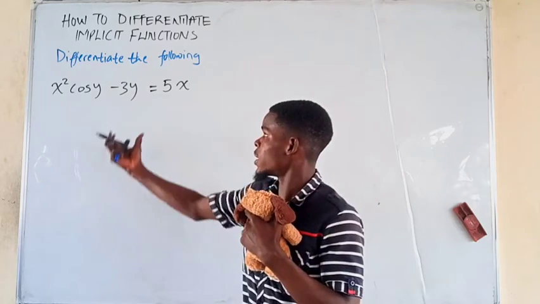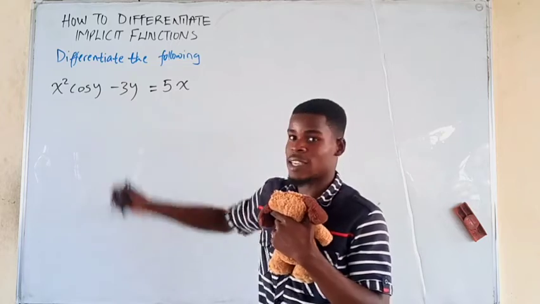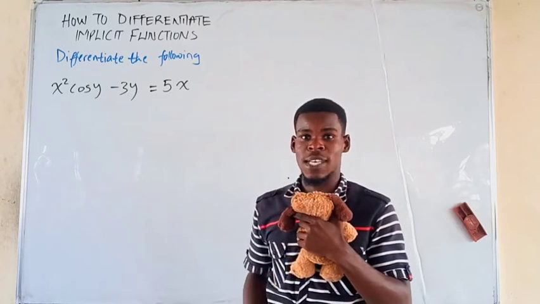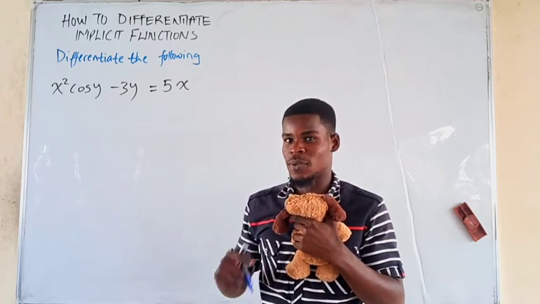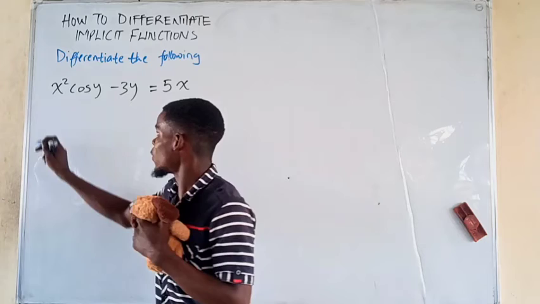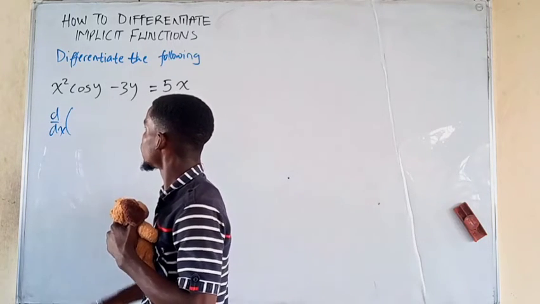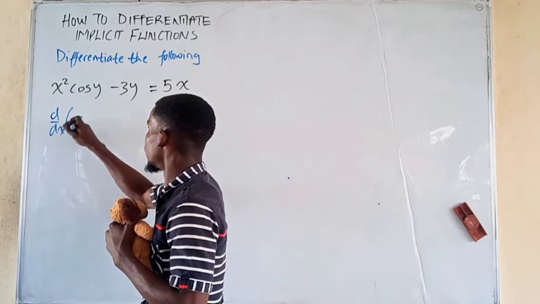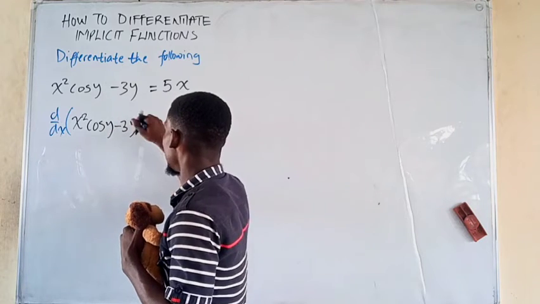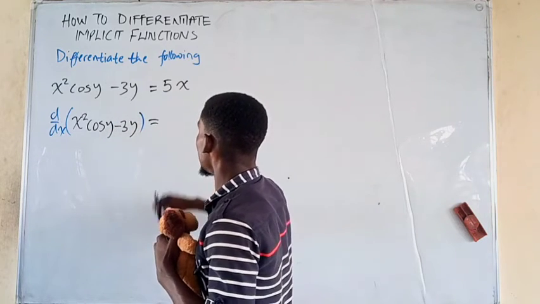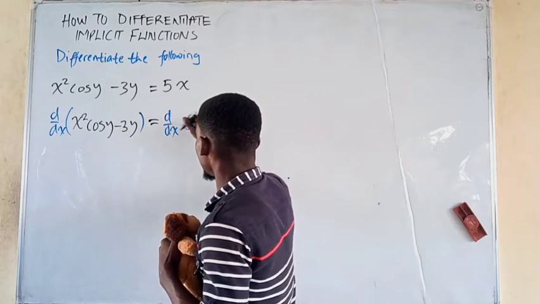Okay, and now we want to differentiate this implicit function with respect to x. Good. So we're going to start by putting d/dx of both sides, that is, differentiating both sides with respect to x, keeping in mind that y here is a function of x. So we're going to be using the chain rule. So we have the derivative with respect to x of the left-hand side, which is x squared cosine of y minus 3y, and we equate that with the derivative with respect to x of 5x.